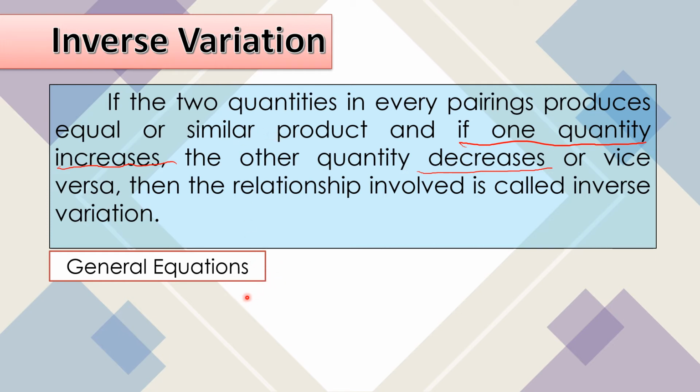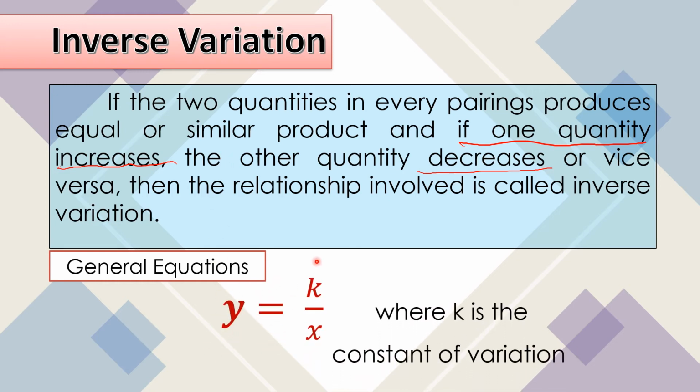Okay, for our general equation, kung ang direct variation is y equals kx, isang straight line, dito naman magkakaroon tayo ng fraction kasi siya ay inverse. So, we have y equals k over x, where k is the constant of variation. Tandaan, yung constant ay laging nasa taas kapag inverse variation. Laging nasa taas ang k.